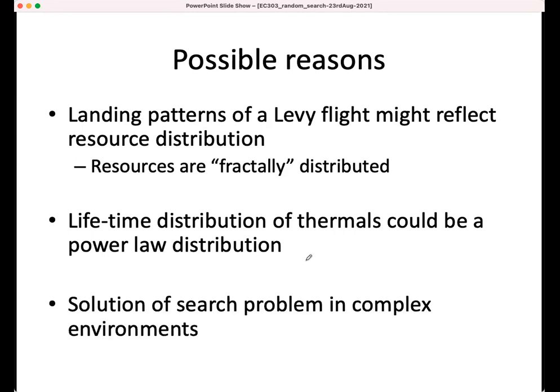Another possibility they thought of was that Levy flight could actually be a solution for the search problem in a complex environment. In this paper, they don't elaborate much on this, but only speculate on three possible reasons.